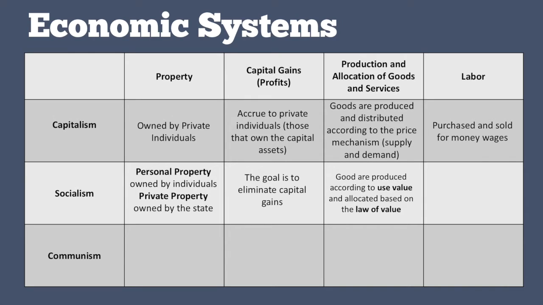Goods are allocated based on the law of value. So before, in capitalism, the price mechanism decides what the price of things are going to be. In socialism, in the Marxist version of socialism, goods basically, quote unquote, cost whatever it takes to make that product. Any labor, any raw materials, anything like that, whatever goes into that product, that is the law of value, and that's how much it's going to cost.